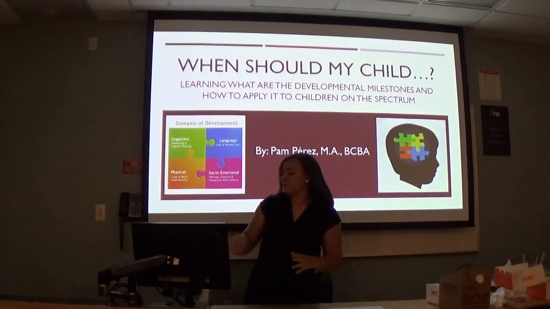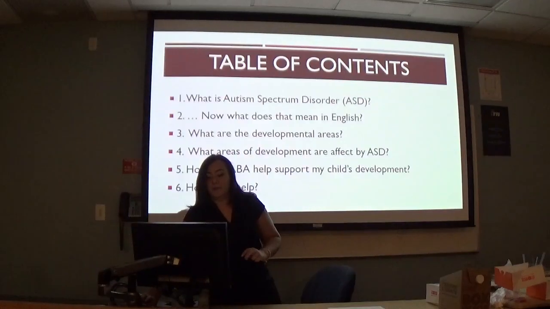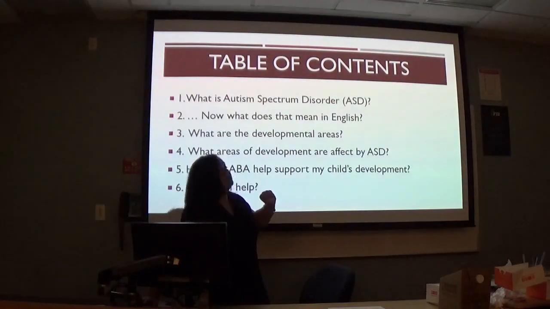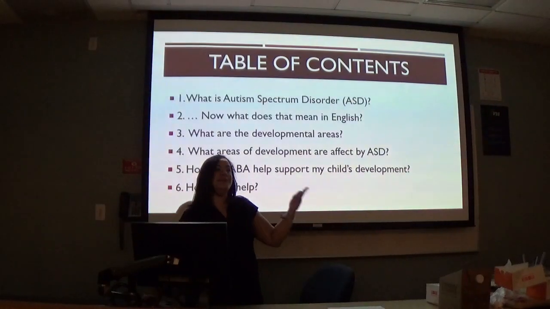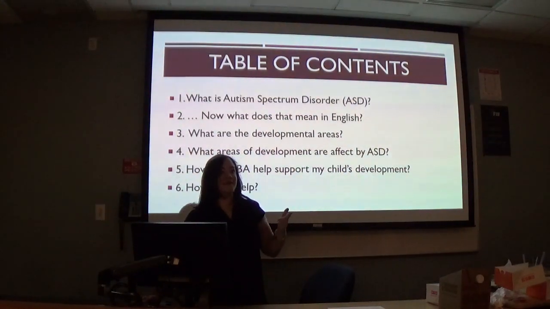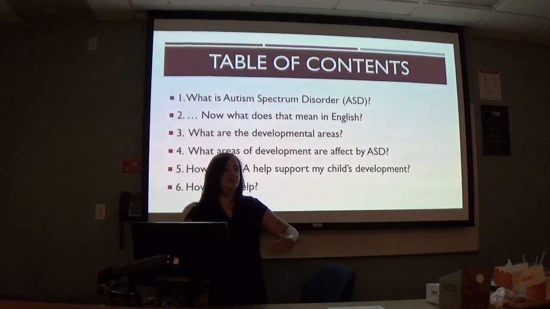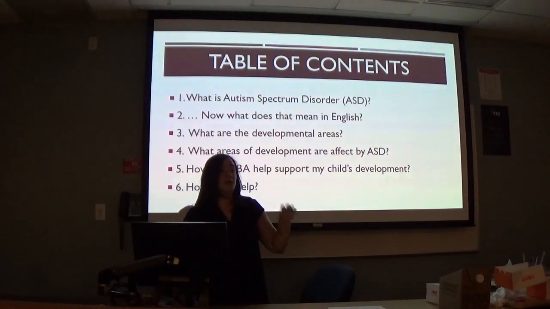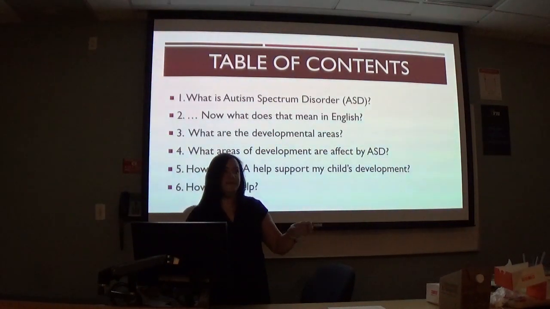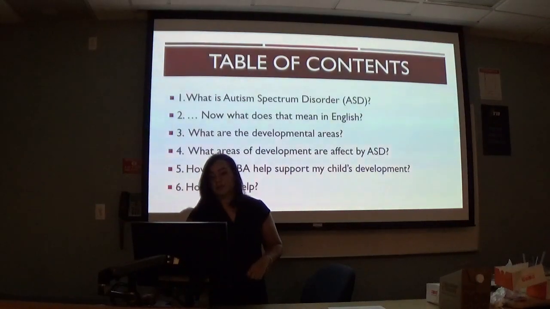So just to give you guys an idea, this is what we're really gonna hit on. We're gonna talk about what is autism, what that means in real English, because sometimes we have the nice little scientific explanation and we don't really get the everyday explanation. What are some of those developmental areas? How are they affected by ASD? How ABA can help support that? And then what else you can do to help progress your child's development. Feel free to ask any questions at any time if you're confused or if you have a comment or want any kind of clarity. I'd be happy to answer any questions.